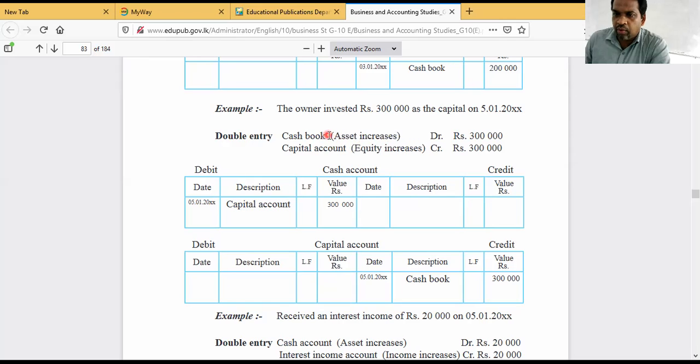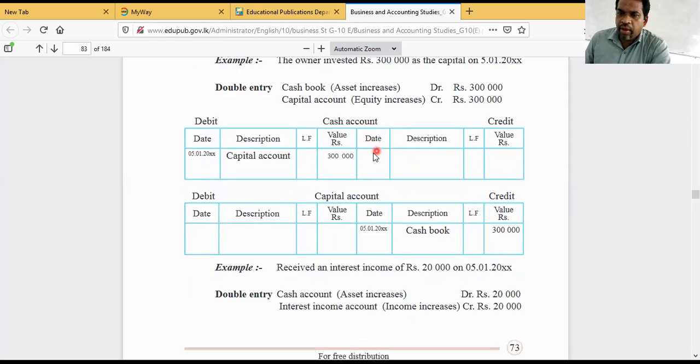Therefore, cash account or cash book debit 300,000. Equally, when the owner introduces money to the business, owner's equity or capital increases. When there is an increase in capital, we have credit to the capital account. That's why cash book or cash account DR 300,000. Capital account or equity increases by another 300,000. Then you have credit to equity account or capital account 300,000.